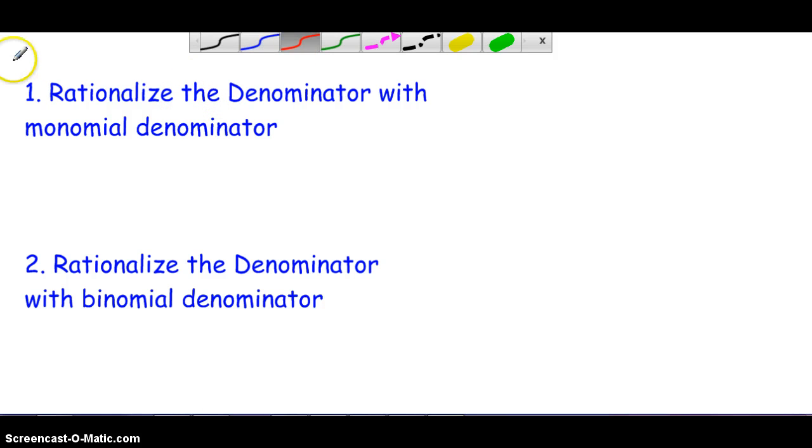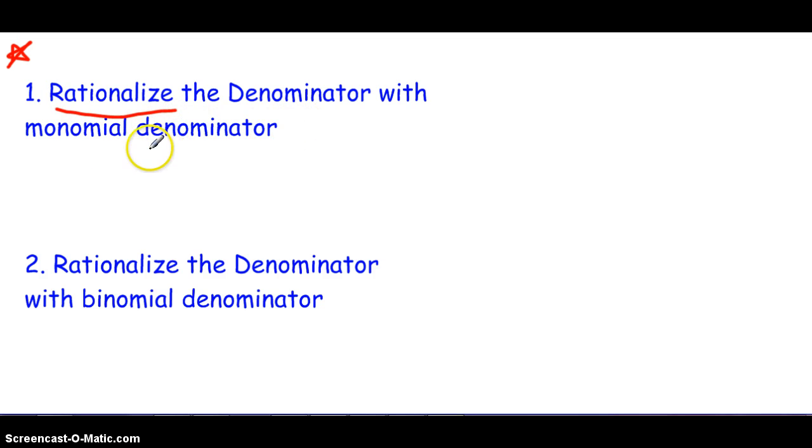A little side note, and I'll write this up here, and put a little star by it. There is something called rationalizing the denominator, which you all, as Algebra 2 students prepping for higher math, should realize what rationalizing the denominator means. However, you will not be expected to do this on your SOL test, so this is an extra topic right now.